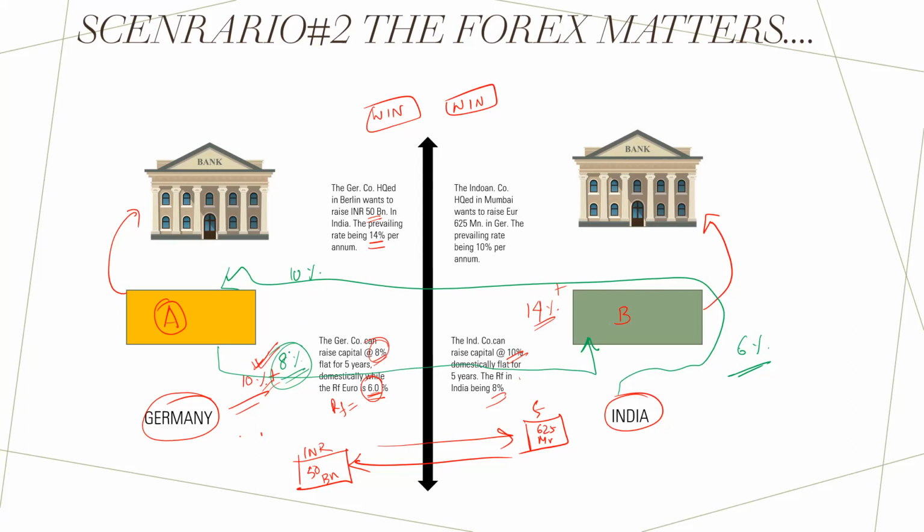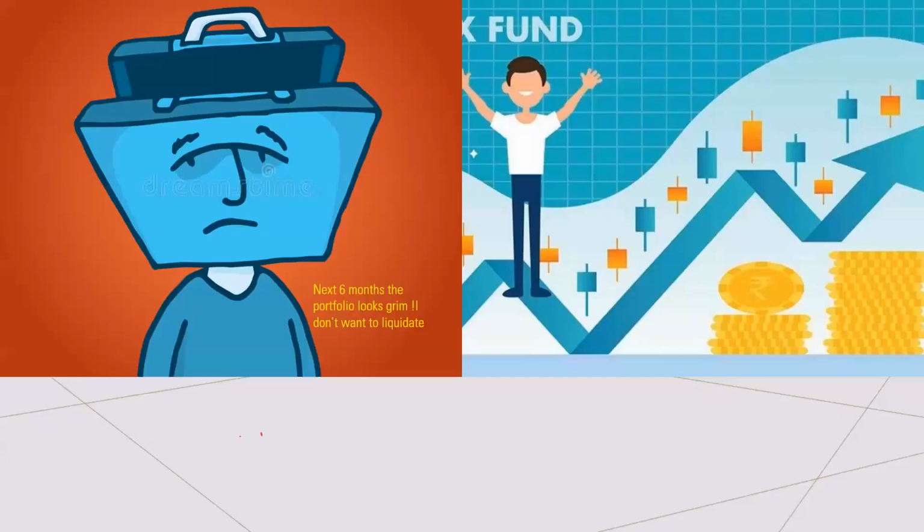Instead of 10%, they're now doing it at 8%. So that means there is a 2 percentage point savings here. Okay, so is this a win-win situation? Yes. The answer is this is a win-win situation. So this was scenario number 2.